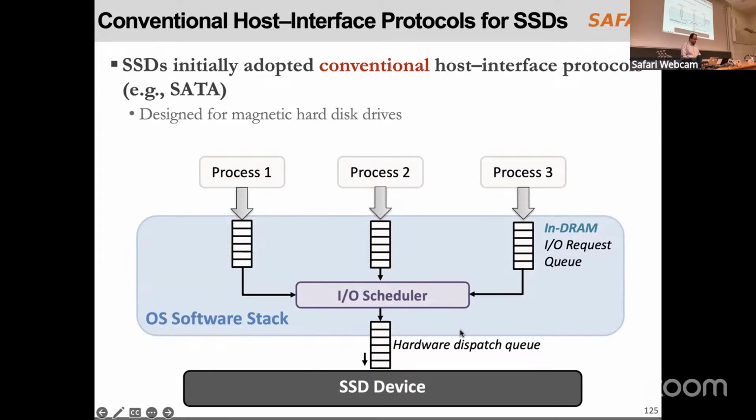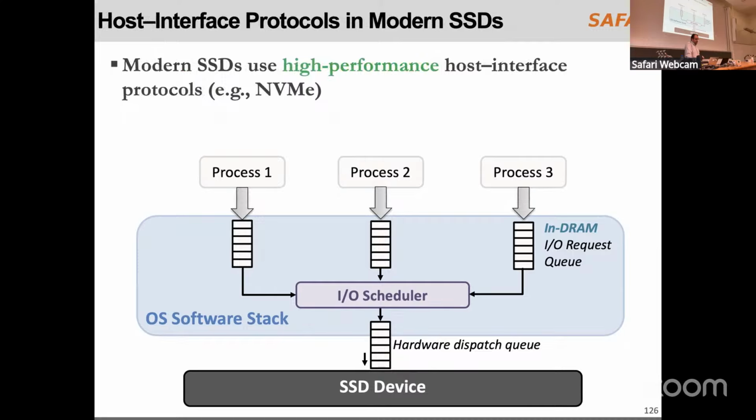And then we have this hardware dispatch queue, where basically the OS makes the decision on what to schedule, and then we send this to the SSD device to get a response. So that's the SATA-based protocol. However, people showed that it doesn't provide good performance or throughput, even though SSDs can theoretically provide very good throughput compared to HDDs. And that's why people came up with a high-performance host interface protocol named NVMe.